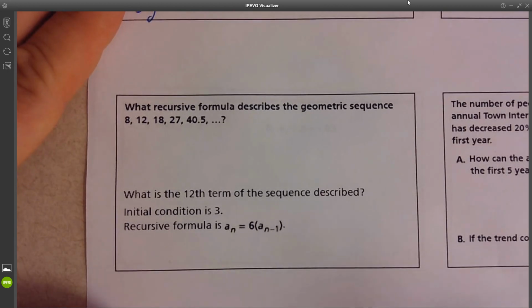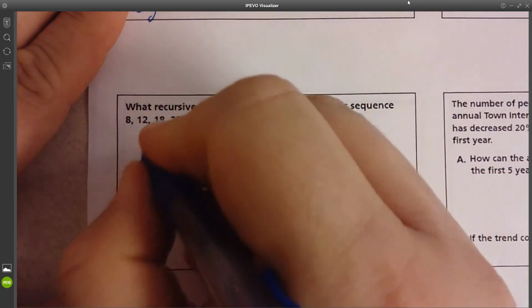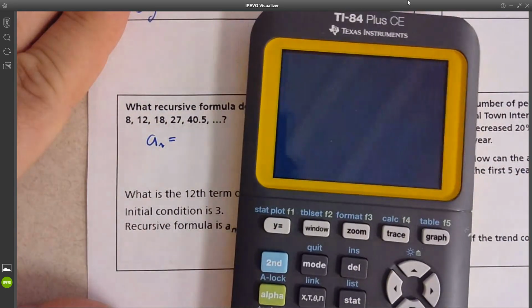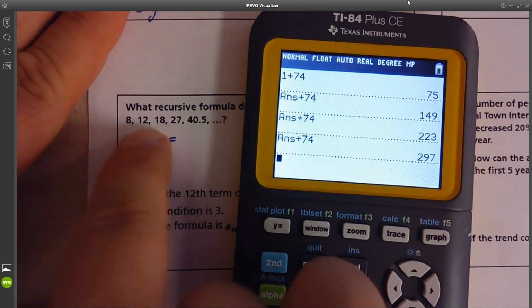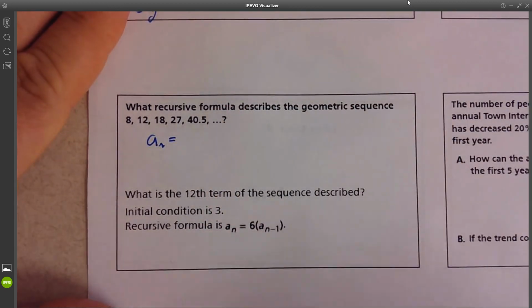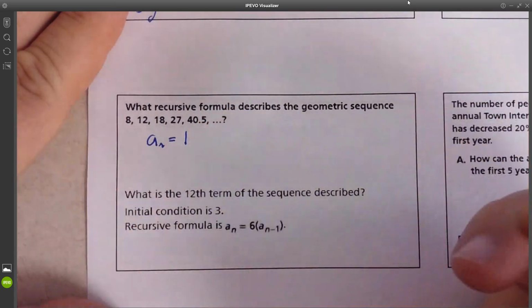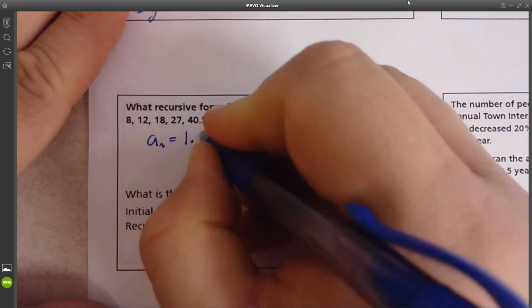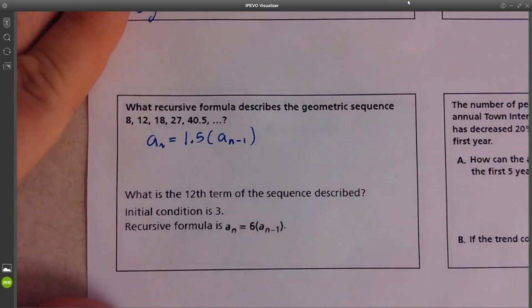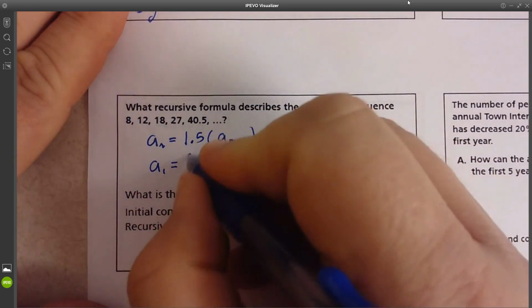So I think we're supposed to be writing the formula. So the formula, we're supposed to say a sub n equals, what is our change? Well, all I have to do is go here and say, I know 8 became 12. So if I go backwards there, I'm multiplying by 1.5. So my R is 1.5. And then I'm supposed to write that, give me the term before it, and I can tell you the next one. But don't forget to tell me where we start. We start at 8.